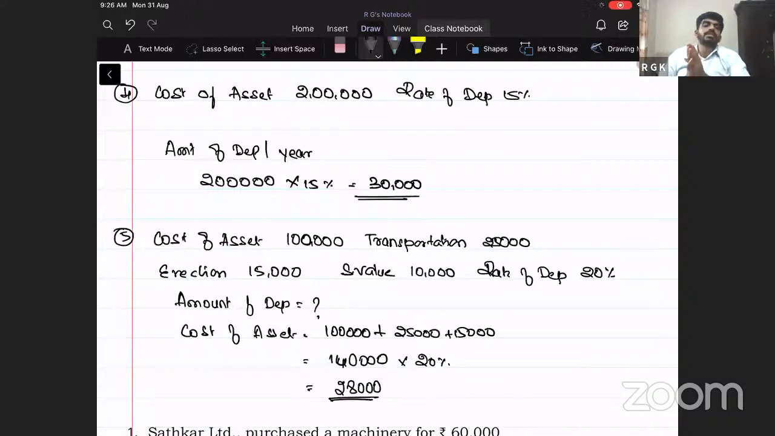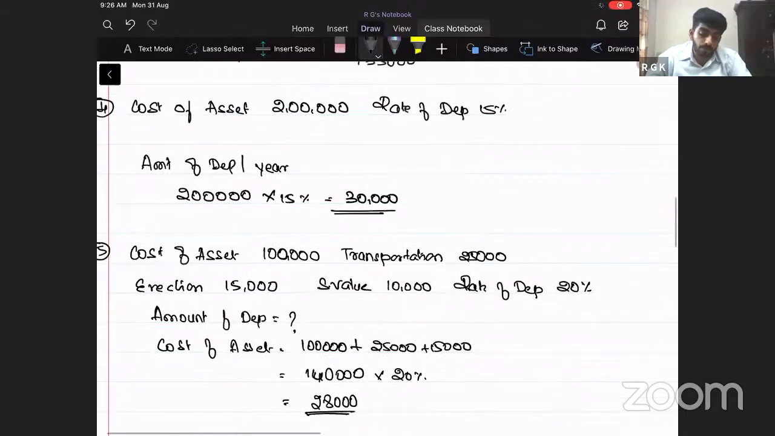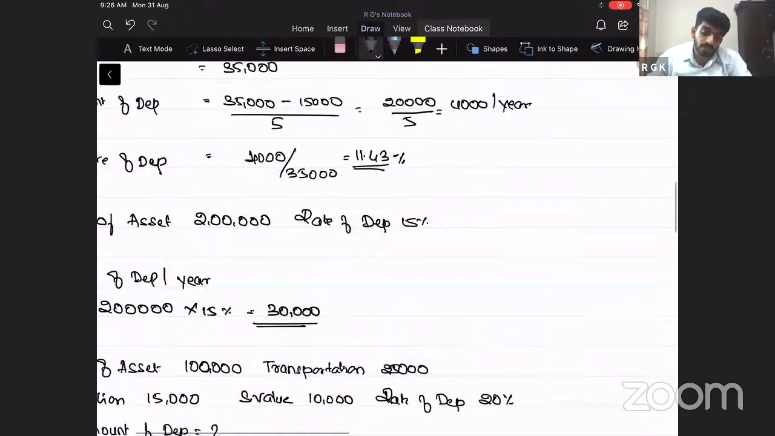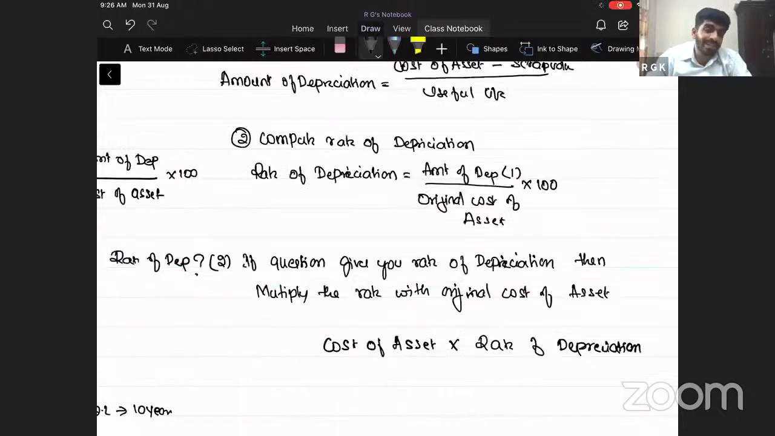We discussed 5 different scenarios and we understood how to compute. Scrap value is there. What about scrap value? How did you compute the rate of depreciation? First of all, rate of depreciation is computed without considering the scrap value. The formula is: rate of depreciation is amount of depreciation divided by original cost of the asset. We did not deduct the scrap value. So while multiplying to get the amount of depreciation, you have to consider original cost of asset multiplied by rate of depreciation.